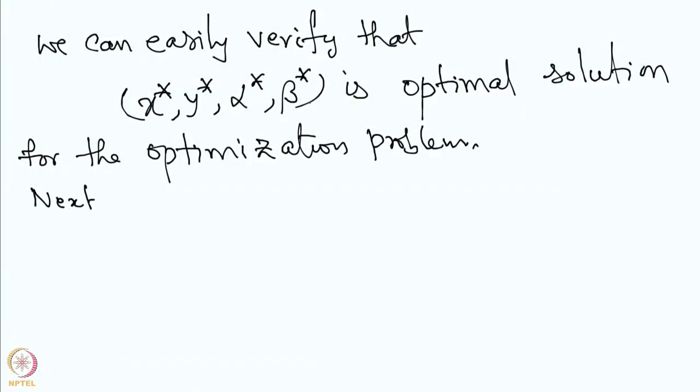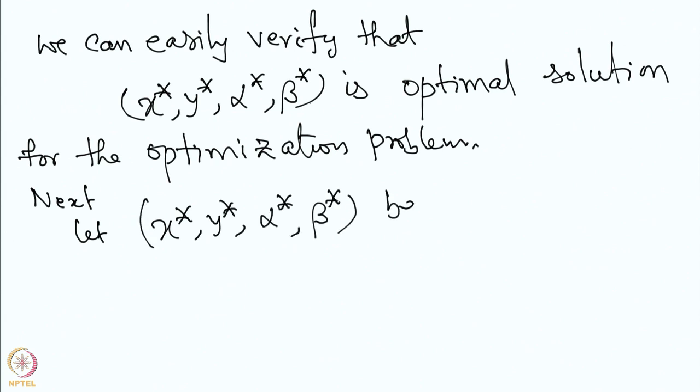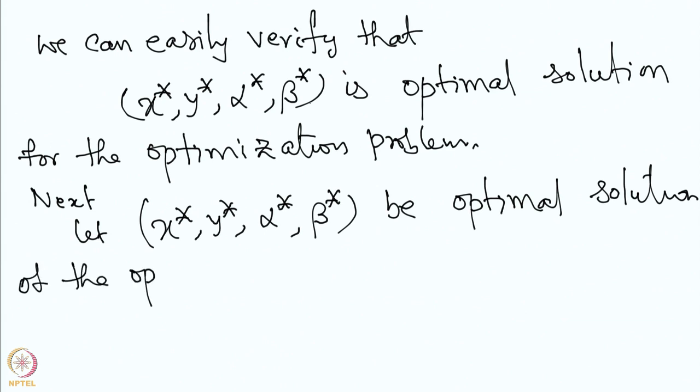Next, let x star, y star, alpha star, beta star be an optimal solution of the optimization problem. Once we take this one, we need to show that this x star, y star corresponds to a saddle Nash equilibrium. So, let us see how we prove it.